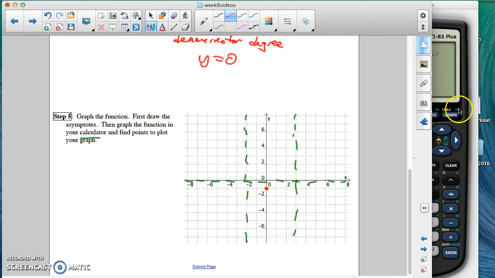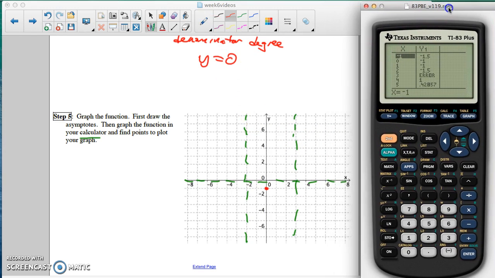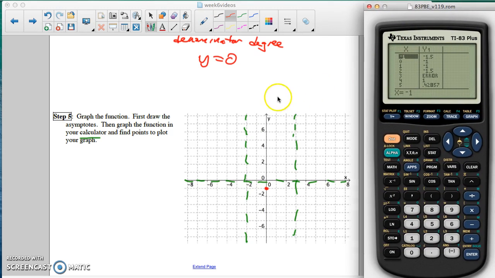Okay, so what we have. We can look at our table setup here, and I'm going to start my table at 0 and count by 1 so I can get some integer points on this. It's set at auto so that when I hit second table, it's going to give me some values for those points. And then I can plug these points into my graph over here to help me graph the function. So let's just move this over a little bit so I can look at it while I'm doing this.